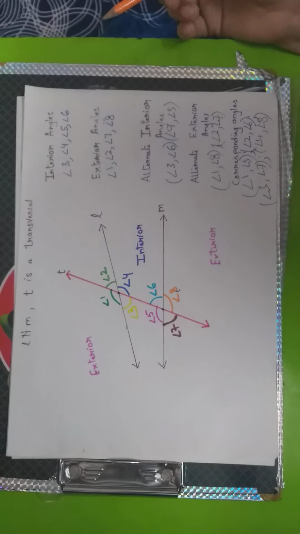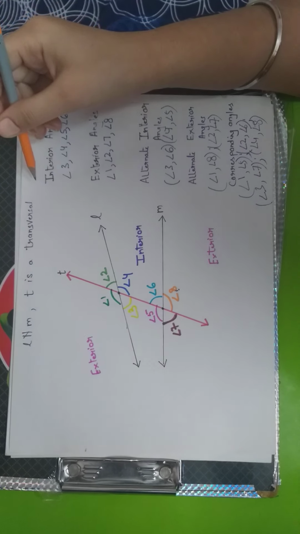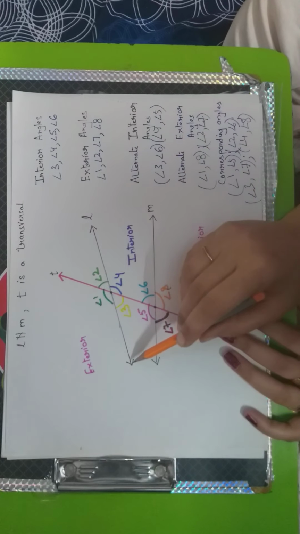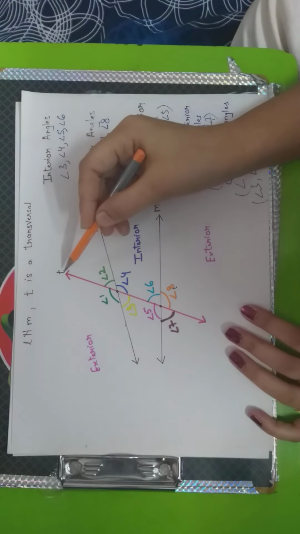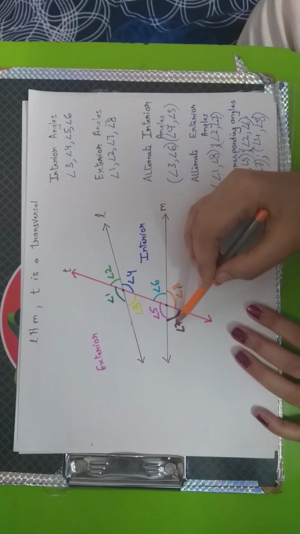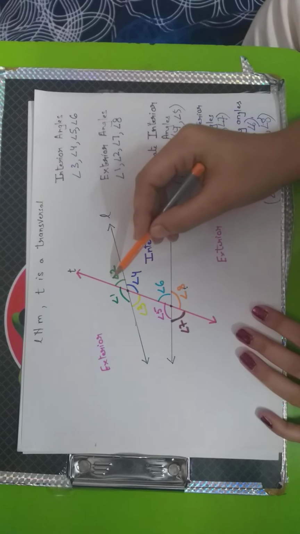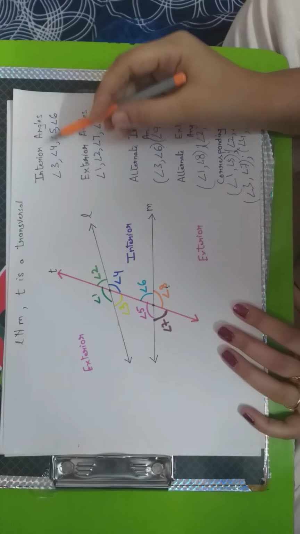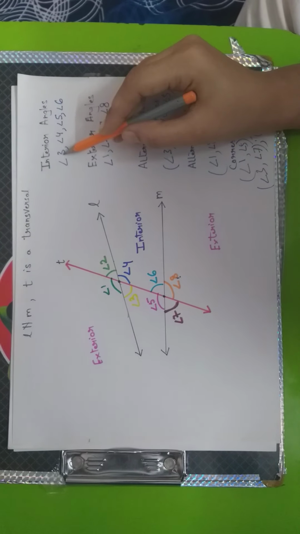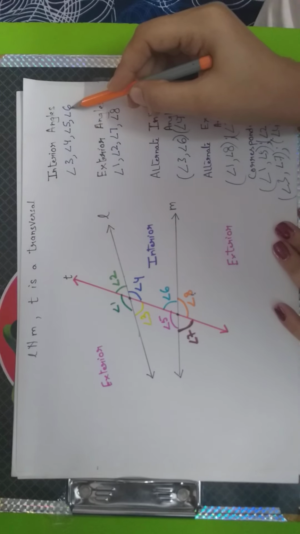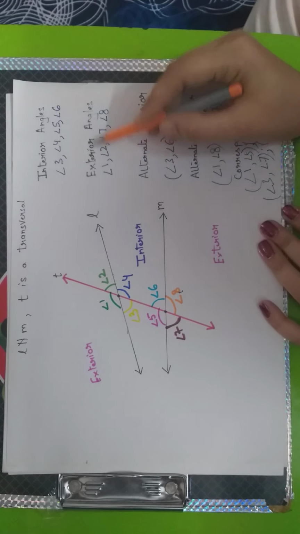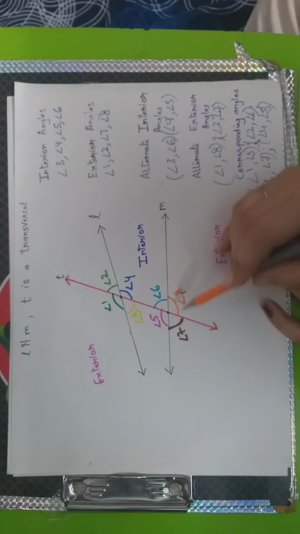Before I start today's class, let's have a quick recap of what we did in our previous class. Now, look at this one. In the previous class, we studied that when two non-parallel lines are intersected by a transversal, we get 8 angles. These 8 angles have some relations. Angles which lie inside are called interior angles: angle 3, angle 4, angle 5, angle 6. The angles which lie outside the lines are called exterior angles: angle 1, angle 2, angle 7, angle 8.